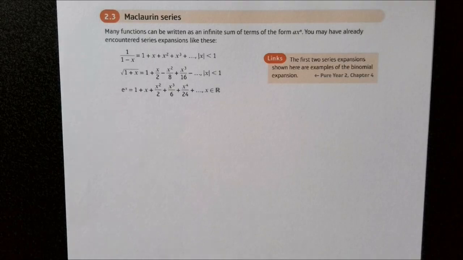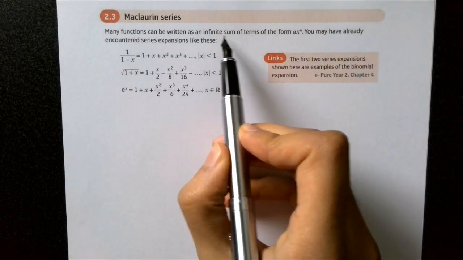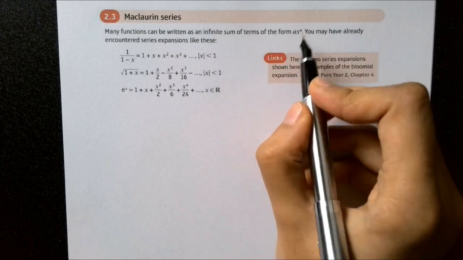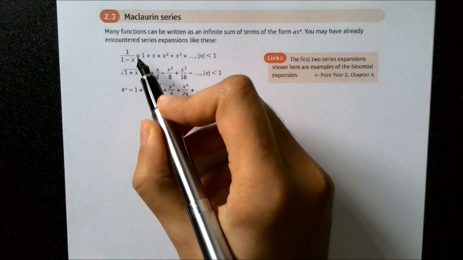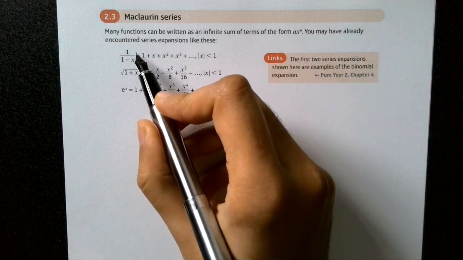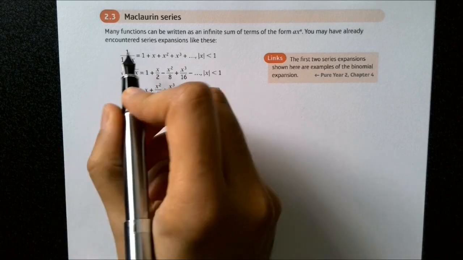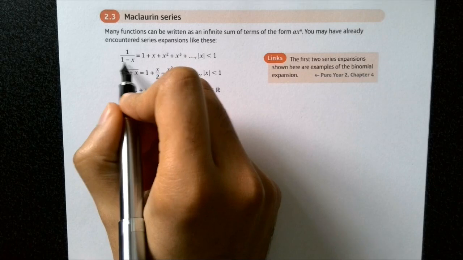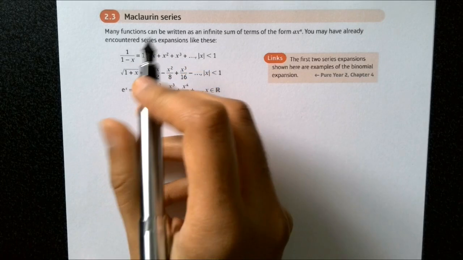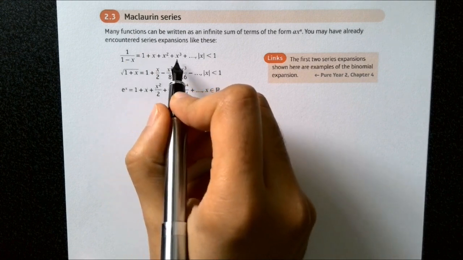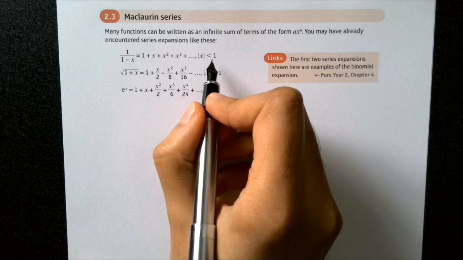2.3 Maclaurin Series. Now, many functions can be written as an infinite sum of terms of the form ax to the power of n. And you've already encountered series expansions like the first two shown over here. If we were to expand 1 over 1 minus x using the binomial expansion, you'd find we get 1 plus x squared plus x cubed, etc., where the mod of x is less than 1.